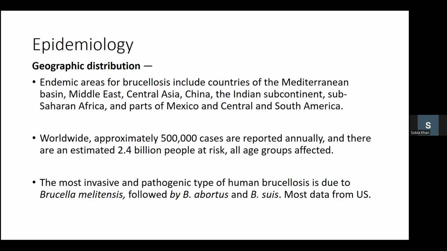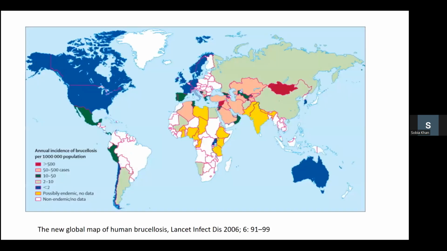And the most invasive and pathogenic type of human brucellosis is due to Brucella melitensis, followed by abortus and suis. And this was mostly data from the United States. So this was a very good review published in The Lancet Infectious Diseases showing the global burden of brucellosis. The red shaded areas are the places with the highest burden, more than 500 cases per 1 million population, which is Mongolia. And these blue regions are the ones with lesser incidence, and they mostly include the developed world like the United States and Canada.